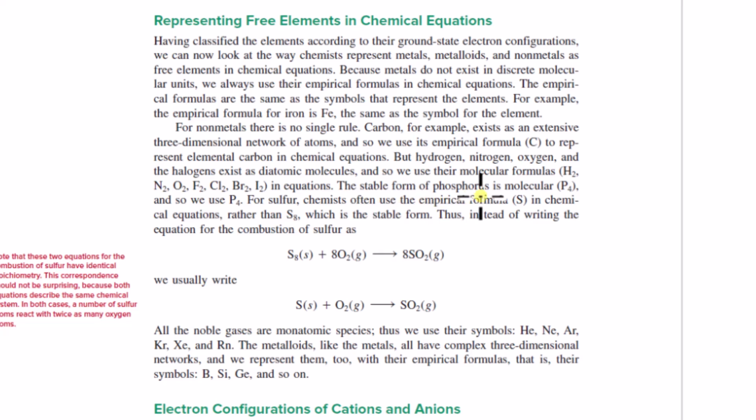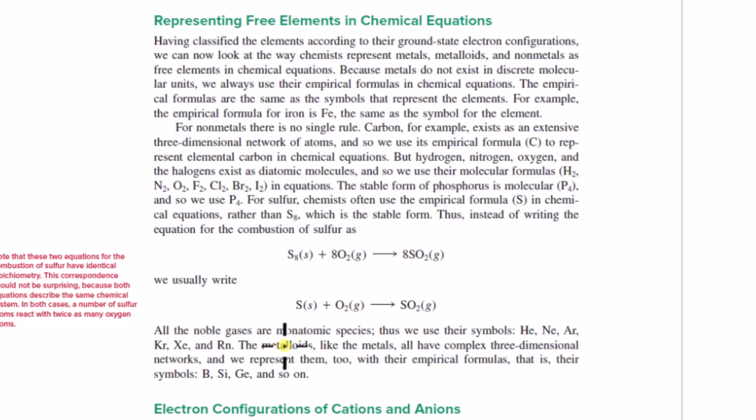The stable form of phosphorus is molecular P4, so you'll see that used in chemical equations as P4. For sulfur, chemists often use the empirical formula S in chemical equations rather than S8, which is the stable form. Thus, instead of writing the equation for the combustion of sulfur with S8, they just write it in its empirical form. To me, I think it'd be more intuitive to use S8, just so you can get a sense of the physical reality of what's happening.